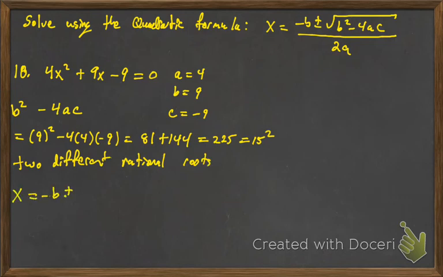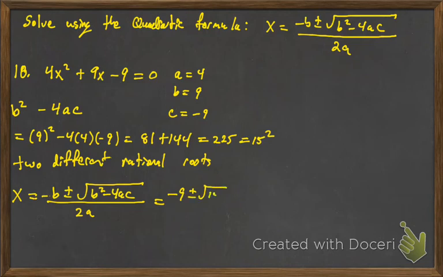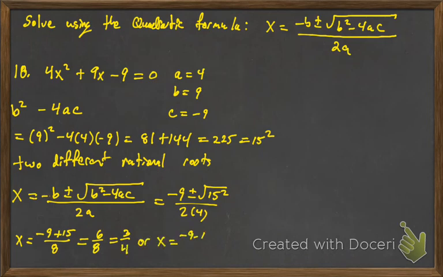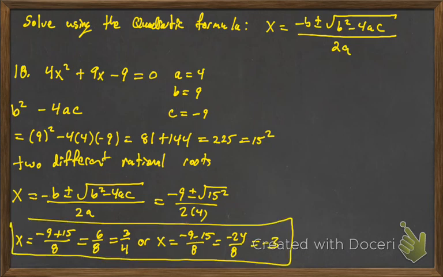Write down the quadratic formula. x is equal to the opposite of b plus or minus the square root of b squared minus 4ac, all over 2a. The opposite of b will be negative 9 plus or minus, and we already found the discriminant, it's 15 squared, all over 2 times 4. So our two answers are negative 9 plus 15 over 8, which is 6 over 8, which reduces to 3 over 4. So there's a rational one, or negative 9 minus 15 over 8, negative 24 over 8, and that's equal to negative 3. That is also a rational number, and they are not the same. Those are two different rational roots.